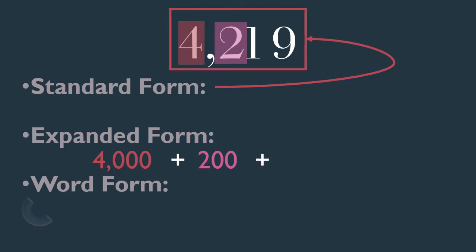And we're going to add that to the value of the digit 1. And that 1 is in the tens column. So we know if we have 1 tens block, we have 10. And that's the value of that digit 1. And finally, we're going to add that to the value of the digit in the ones column. Now, because 9 is in the ones column, the value is just simply 9. So when we stretch out that number based on the values of the digits, our expanded form for 4,219 is 4,000 plus 200 plus 10 plus 9.